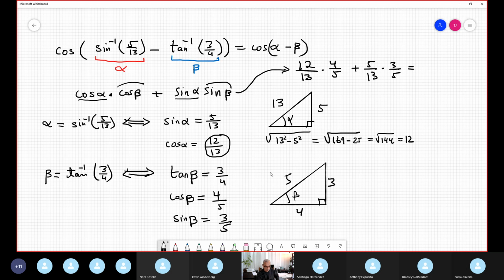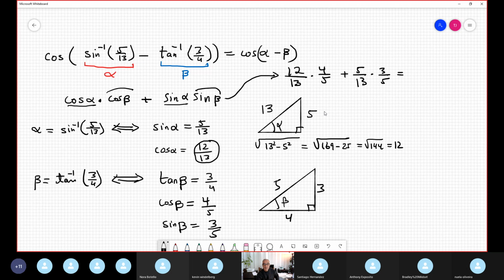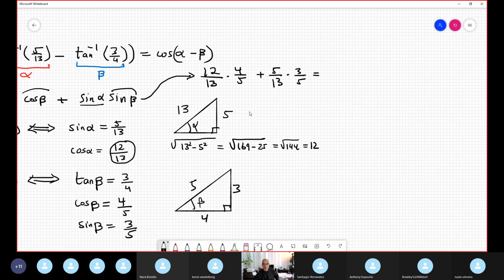Okay, now multiplication. 12 times 4 is 48, divided by 13 times 5, 65. Plus 15 over 13 times 5, 65 again. Combined together it is 63 over 65. End of the story. I finish. Any questions? That one was clear. Yeah. The beginning is always confusing, no?